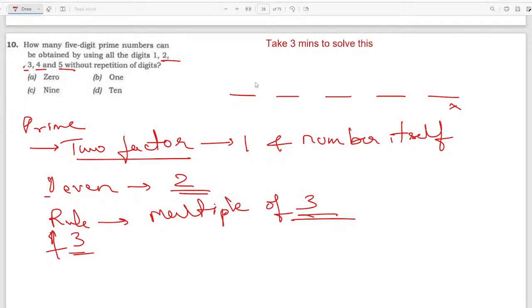So anyways, this number in any way if you arrange, that will be divisible by 3. So that will not be a prime number, because that is a multiple of 3. So the answer is option A, which is 0.